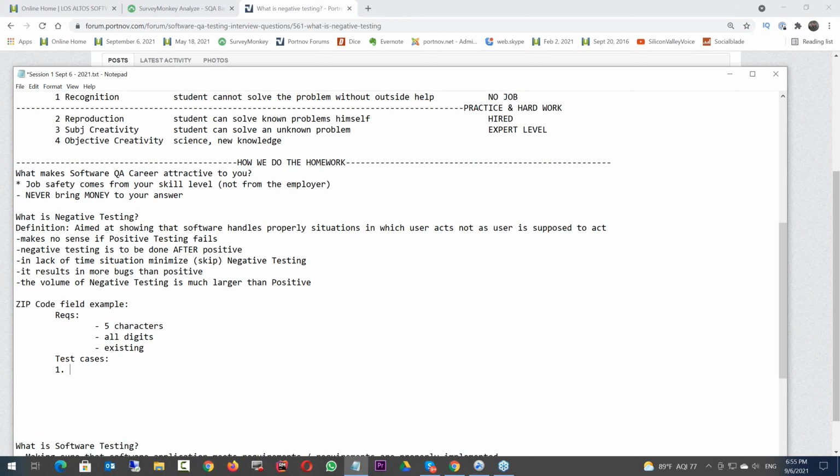So what is the test case? Let's say the test case is 5 digits existing. What should I type in? Let's say 94085, that is Sunnyvale, California. What do I expect? I expect it is accepted. I type the zip code, push submit or whatever, and it is accepted, so nobody complains. Okay, that one is positive.